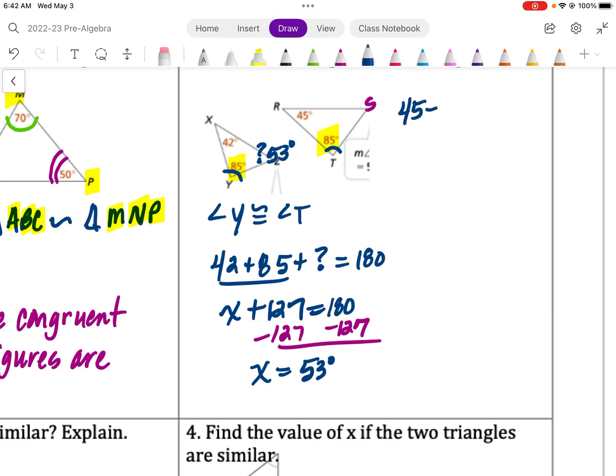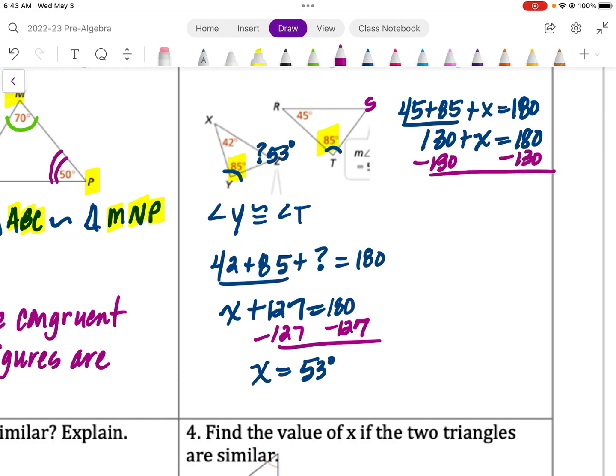So I could also double check this one over here and say, okay, I'm going to add 45 plus 85, and then I'm going to call that missing angle measure X. So if I add the sum of those two, I get 130. And then subtract that from both sides. Okay, so now I just proved that this third angle measure over here is 50 degrees.